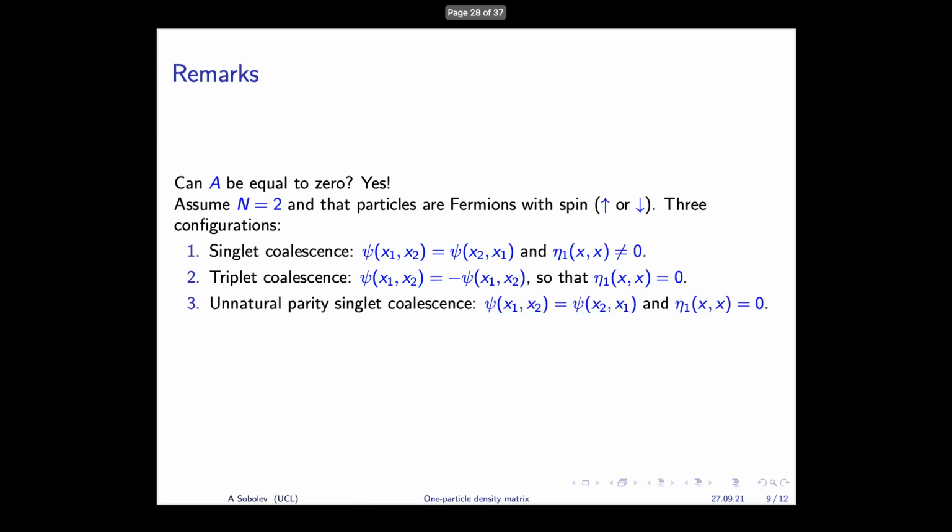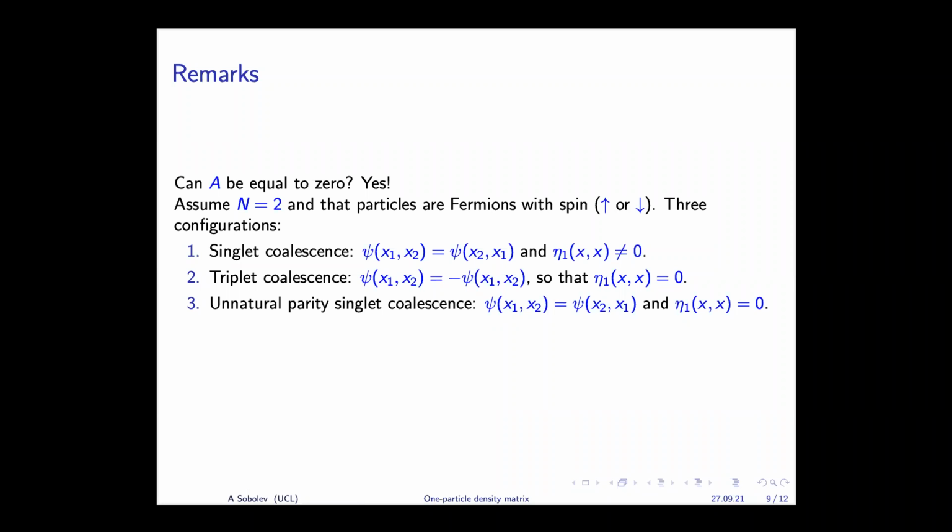And there is also another case, which has a funny long name, unnatural parity singlet coalescence. So here again, the function is symmetric. This is singlet, so it's going to be symmetric spatially. Antisymmetry is carried by the spin variables. And in this case, the diagonal is always 0. So this is what is meant by unnatural parity. The on-top eigenfunction is 0 on the diagonal, therefore the coefficient is 0 again.